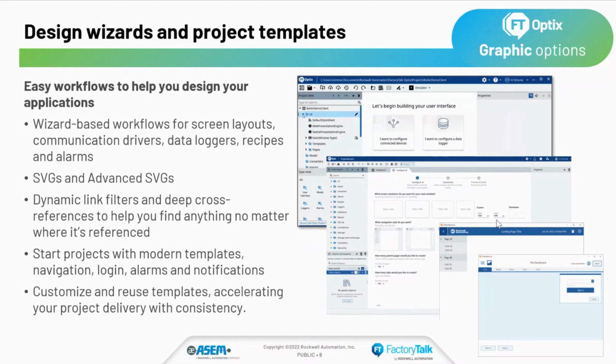Dynamic link filters and deep cross references help you find whatever you have in your project, no matter how large your project can get or where it is. You can easily find it using the advanced powerful search filters in FactoryTalk Optix Studio. And you could also create many different templates to boost the efficiency of your design process in FactoryTalk Optix Studio.